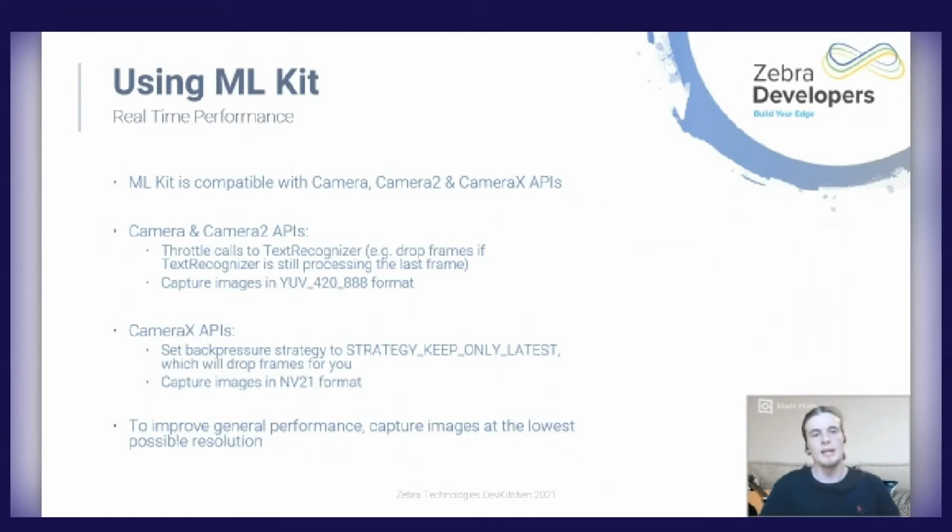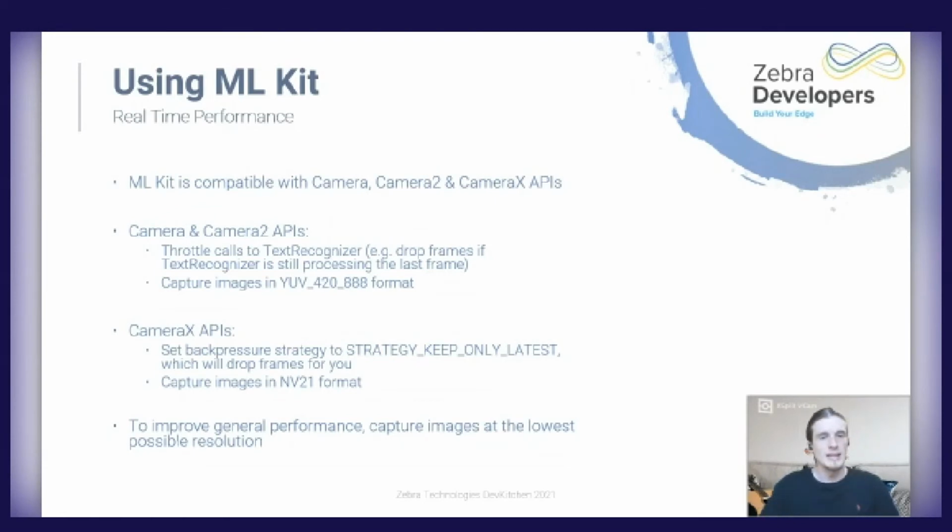If you're using the Camera or Camera 2 APIs, which I guess are sort of legacy APIs at this point, then you want to make sure that you throttle the calls to the text recognizer. Essentially the recommendation from Google is if the text recognizer is still busy processing the last frame when you've received a new frame from wherever your input is, then just drop that frame. They also recommend for best performance to capture images in the YUV 420 888 format.